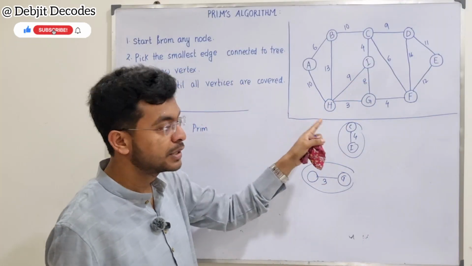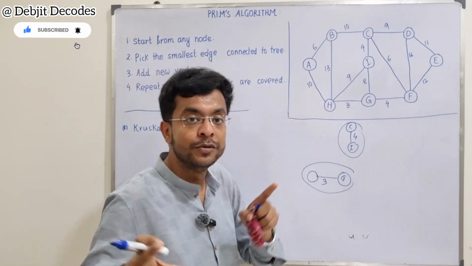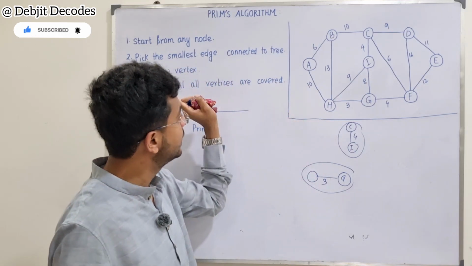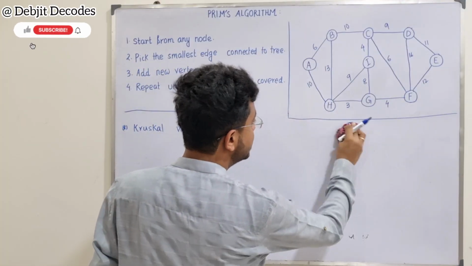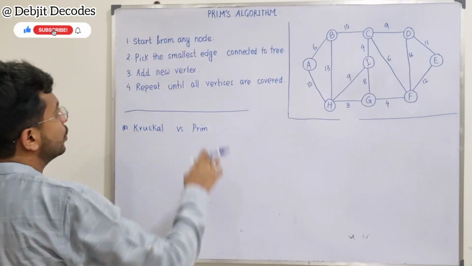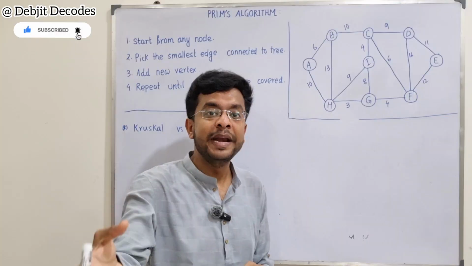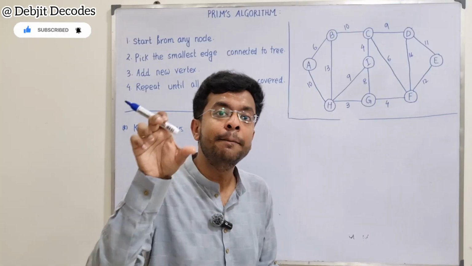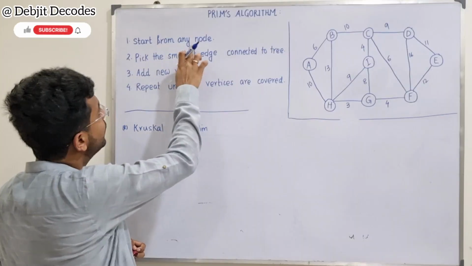First, I talked about the Kruskal's approach so that you get clarity on the understanding between Prim's versus Kruskal's. Now let us see the algorithm, what this particular Prim's algorithm is saying. It is saying start from any node. In case of Kruskal, there was a barrier that you need to pick the minimum weighted edge first. But here it is saying start from any node.